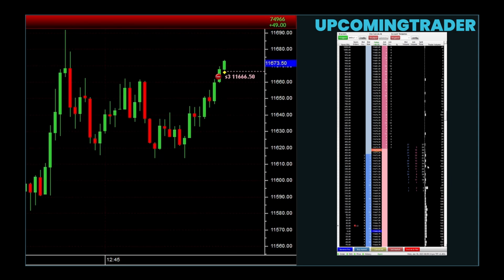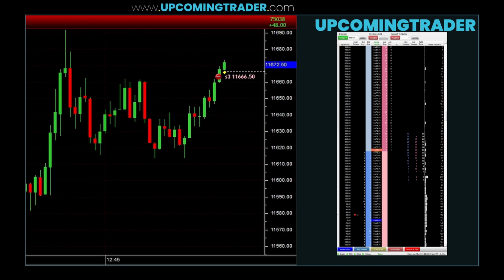This pattern suggests that the selling pressure is subsiding and buyers are starting to take control, indicating a potential upward reversal. The evening star is the bearish counterpart, occurring at the top of an uptrend and indicating a potential reversal to the downside.